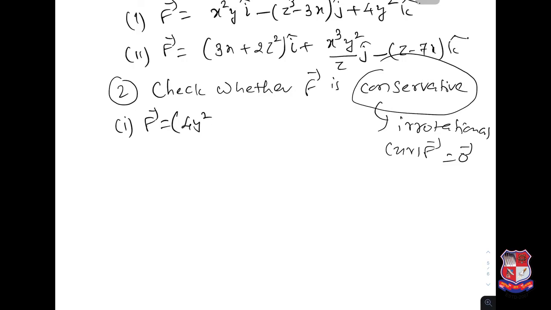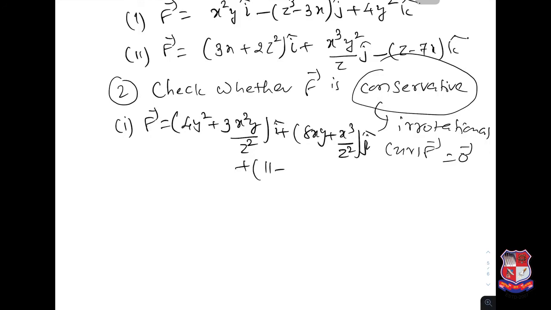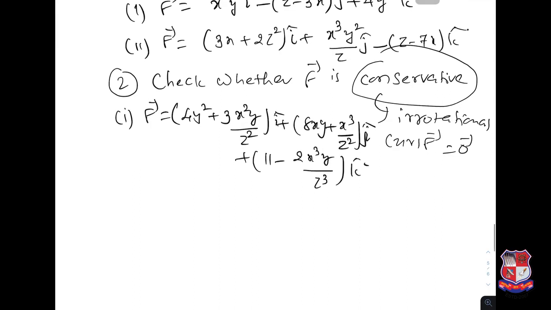4y square plus 3x square y over z square i plus 8xy plus x cube over z square j plus 11 minus 2x cube y over z cube k.